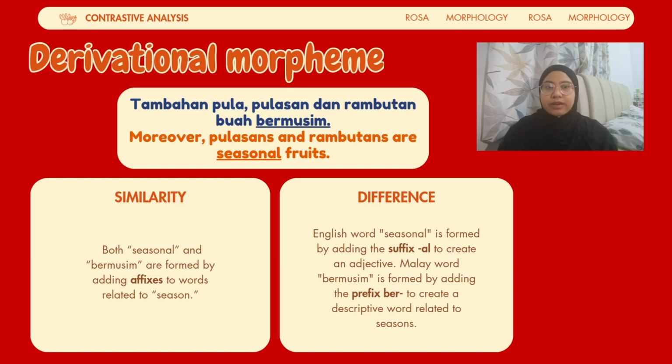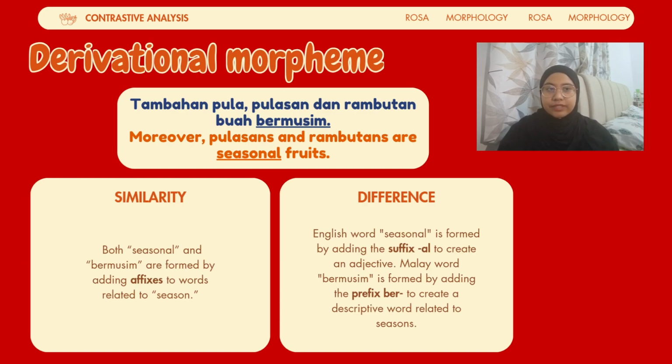The similarity between both words is that they are formed by adding affixes to words related to season, and both words also describe something connected to seasons. However, the difference lies in the type of affix used in each language. In English, the word seasonal is formed by adding the suffix al to the noun season to create an adjective.